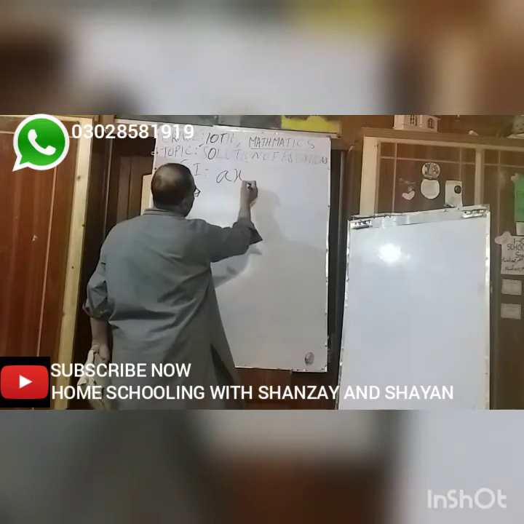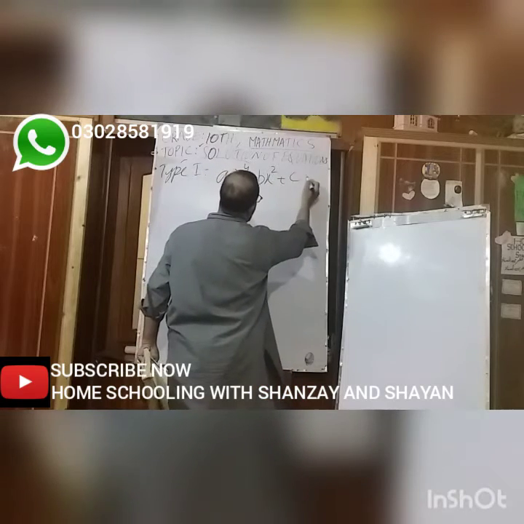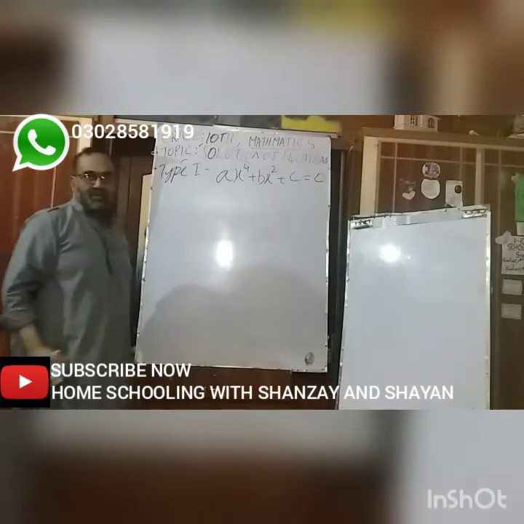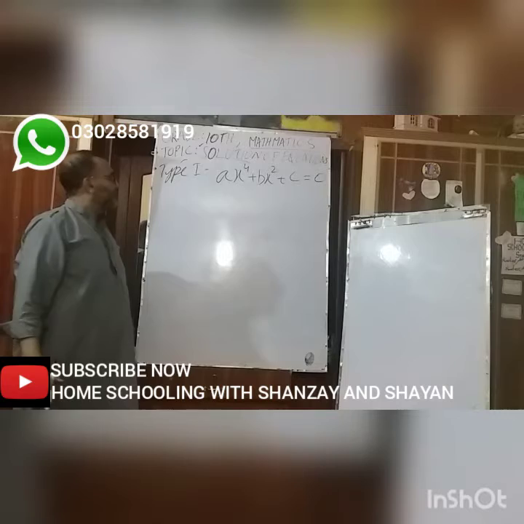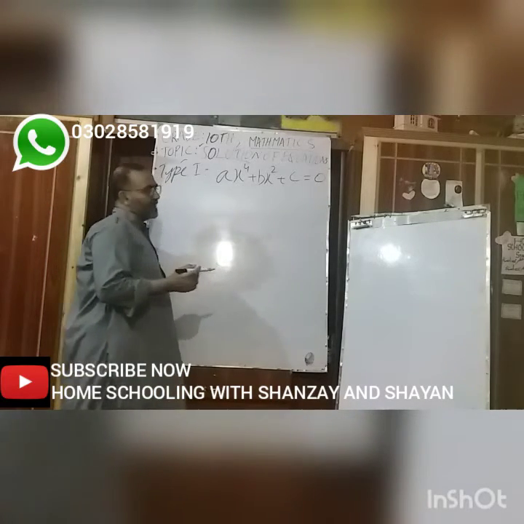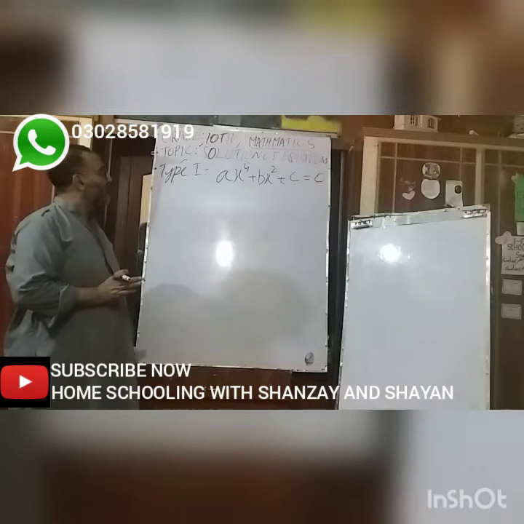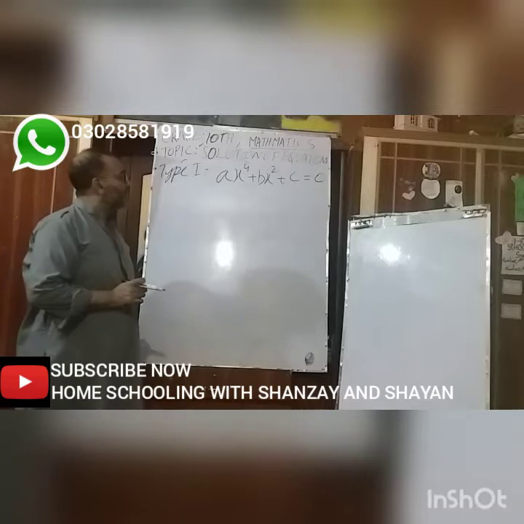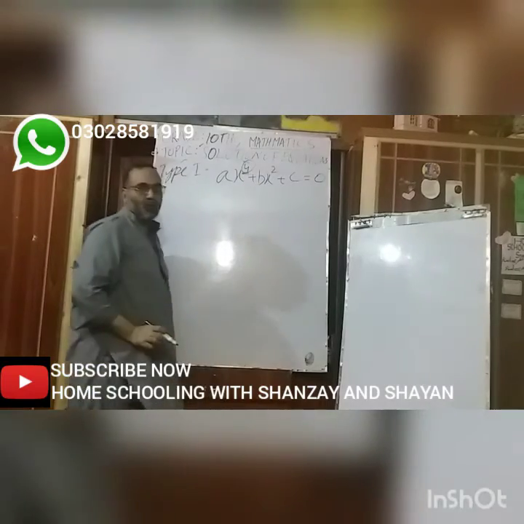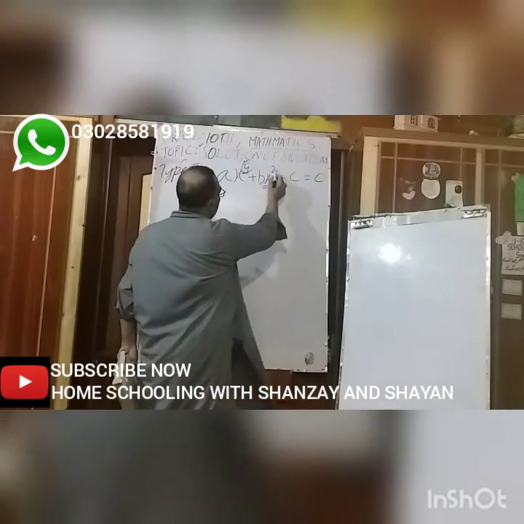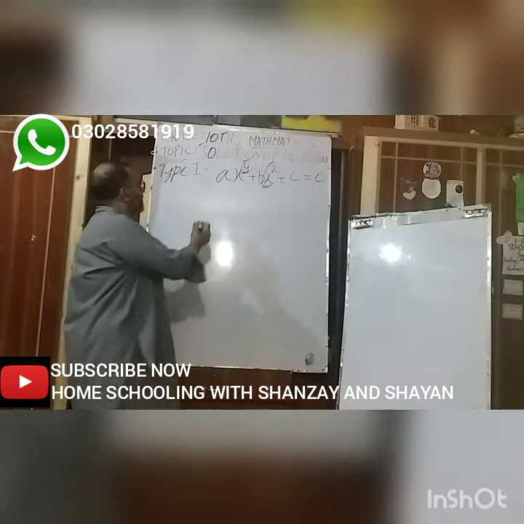Type 1 is in this form: ax^4 plus bx^2 plus c is equal to 0. So this is the standard form of the quadratic equation. But in quadratic equation, as by name you know, quadratic means 2. So in quadratic form or quadratic equation, the power is 2. But here you are seeing that the power is 4 and the smallest power is 2. So we will substitute it.